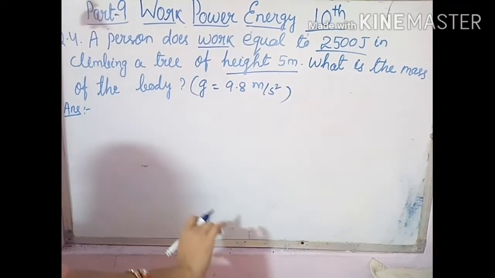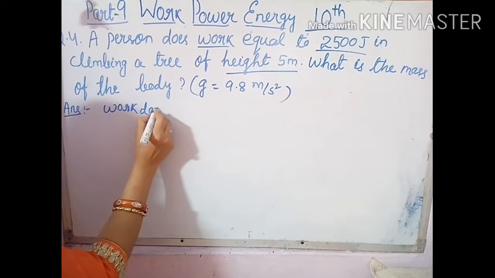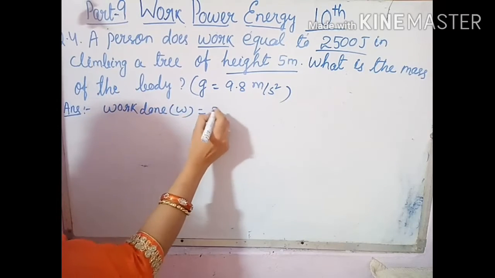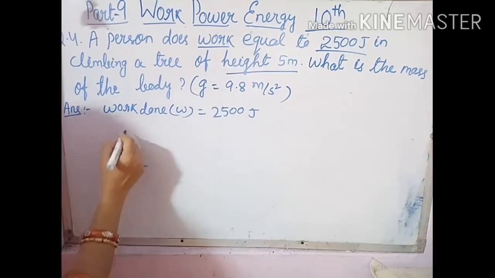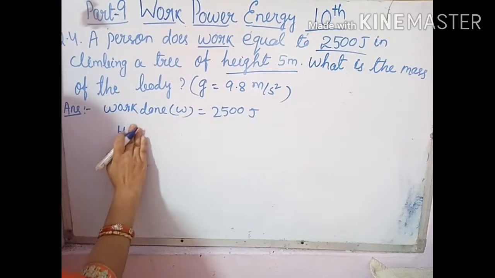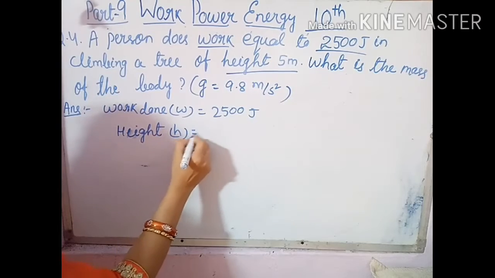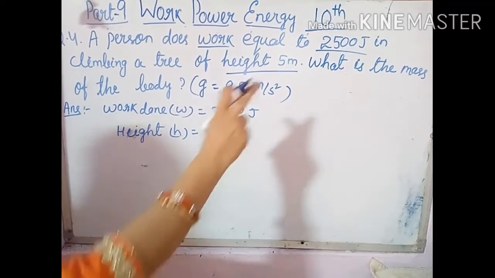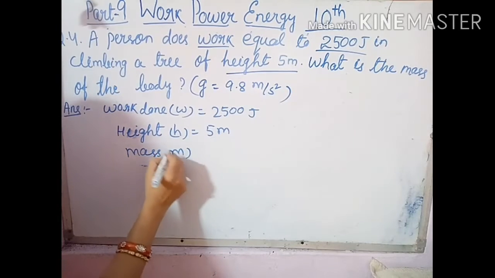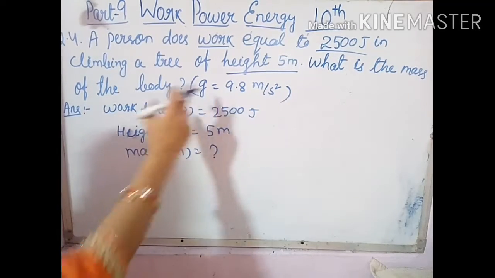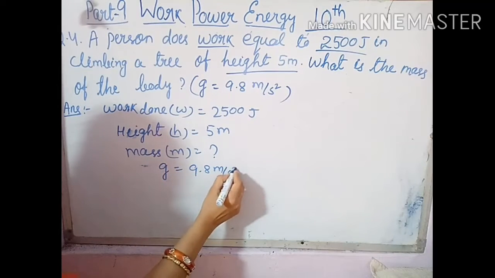Now let's write all these things symbolically. What is given? Work done W equal to 2500 joule. Height h equal to 5 meter is given. Now what is the mass of the body? Mass is being asked, M is the usual question mark. Then what is the acceleration due to gravity? It is given, 9.8 meter per second square.